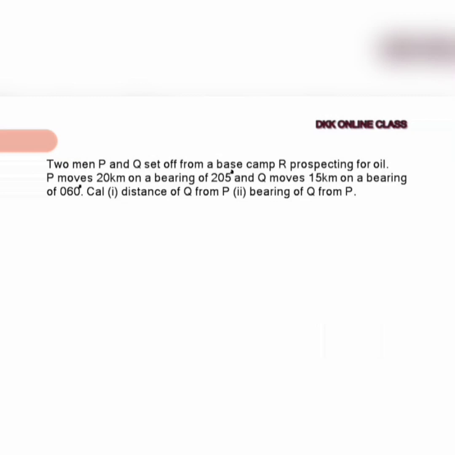Because the camp is R, we are going to draw our first cardinal point, the four cardinal points representing R. Then P moves 20 km on a bearing of 205 degrees. That means P is the first man that makes the journey from R. So let us represent this information.